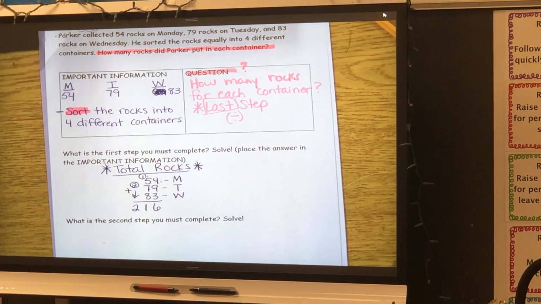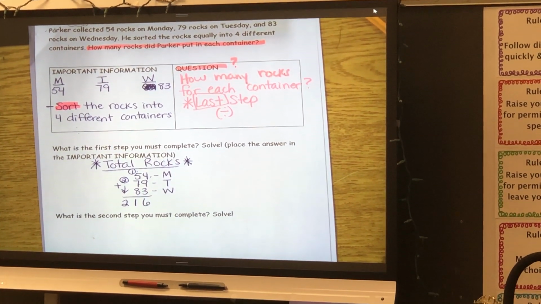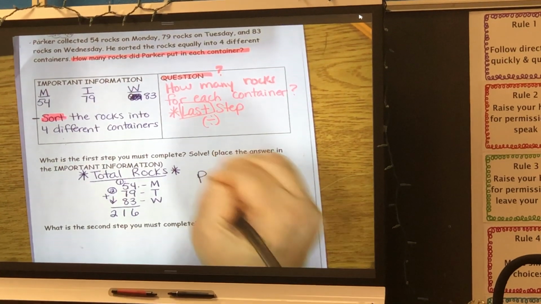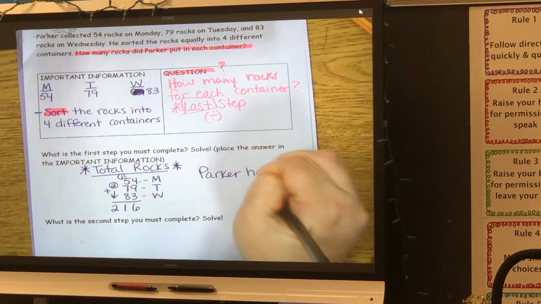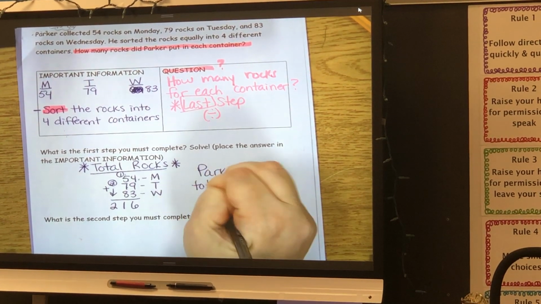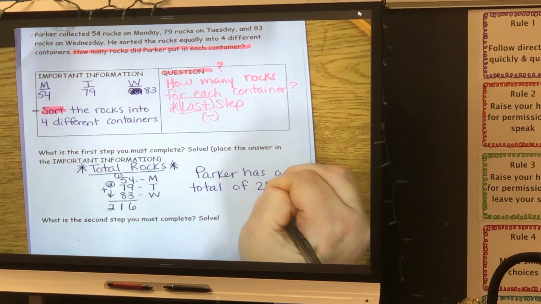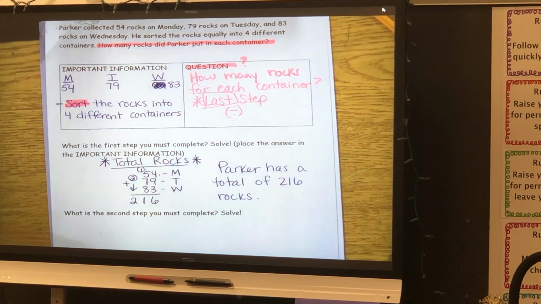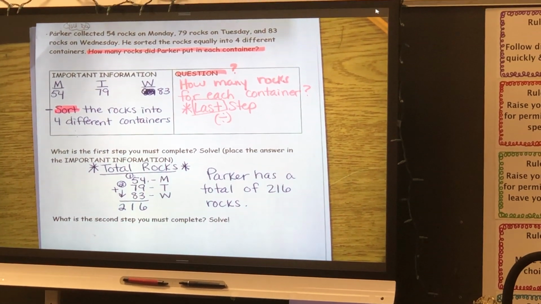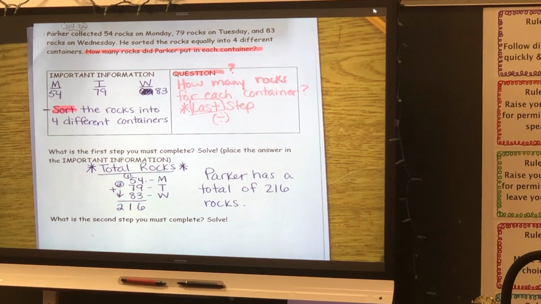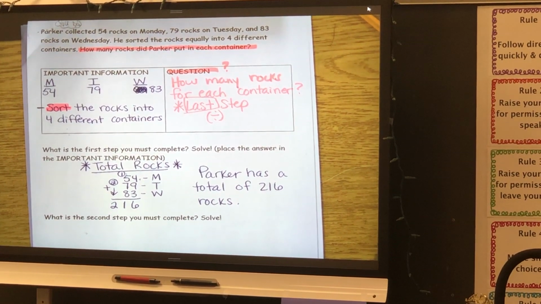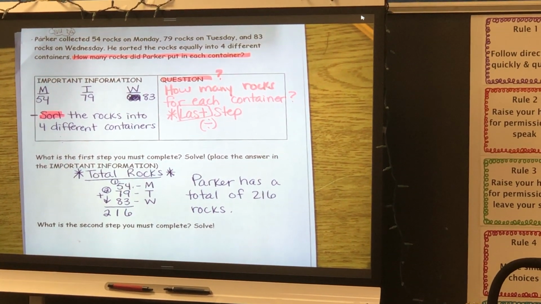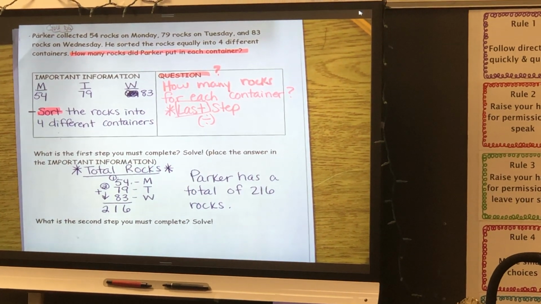Okay, so tell me about this number 216. What does that represent? The total of what? Rocks. So going back up to our question to figure out if we're done yet. Can we stop here or do we need to go on? Our question's asking how many rocks for each container. Is it asking for the total? No. So can we stop? No, we haven't got to our question yet.